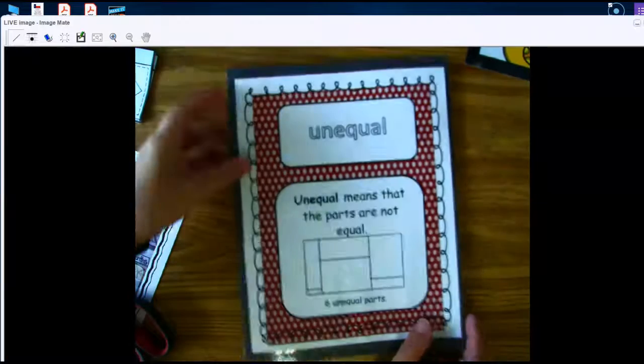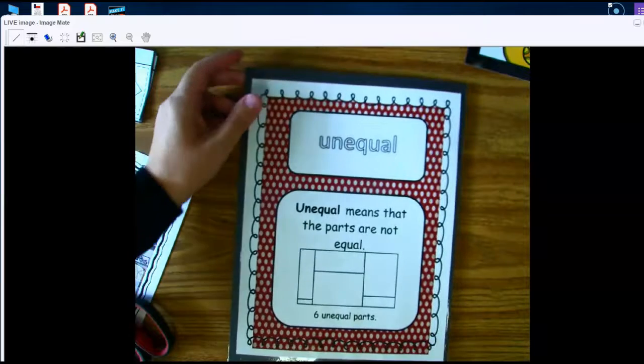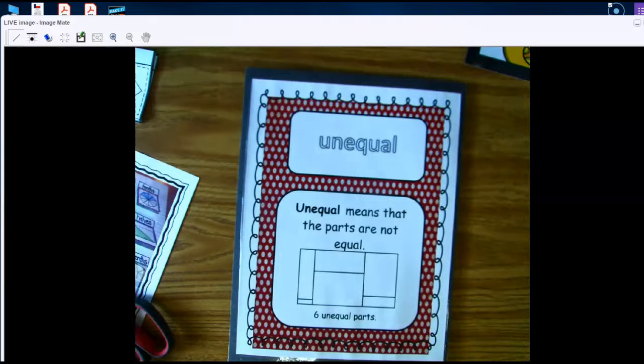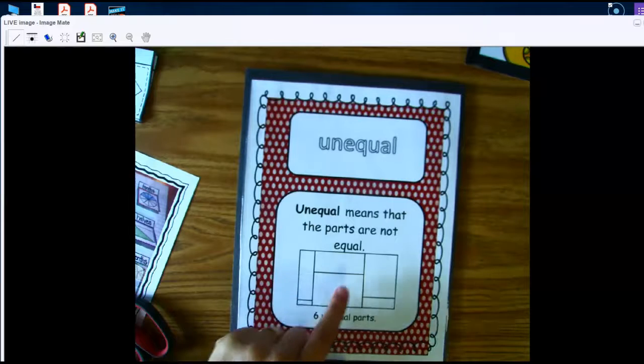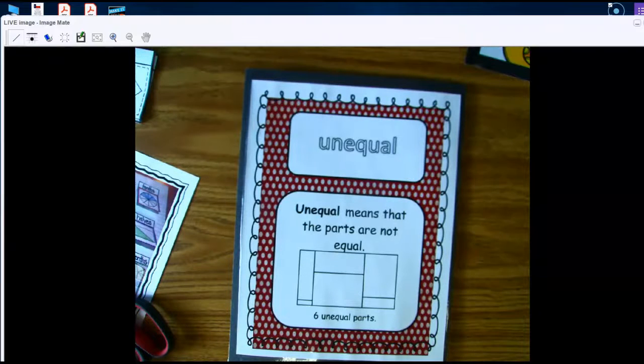Listening, and we're going to learn some vocabulary for fractions. So this word is unequal. Unequal means that the parts are not equal. That means they're not the same size. Do you see how they're all different sizes?